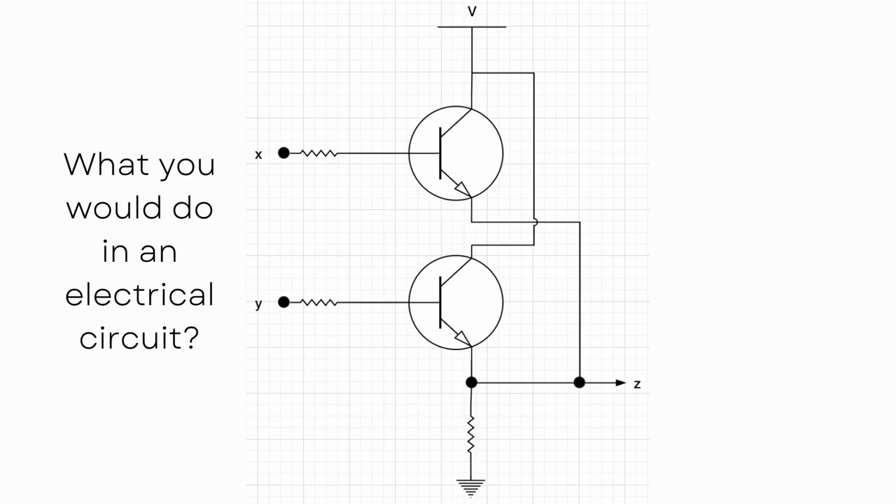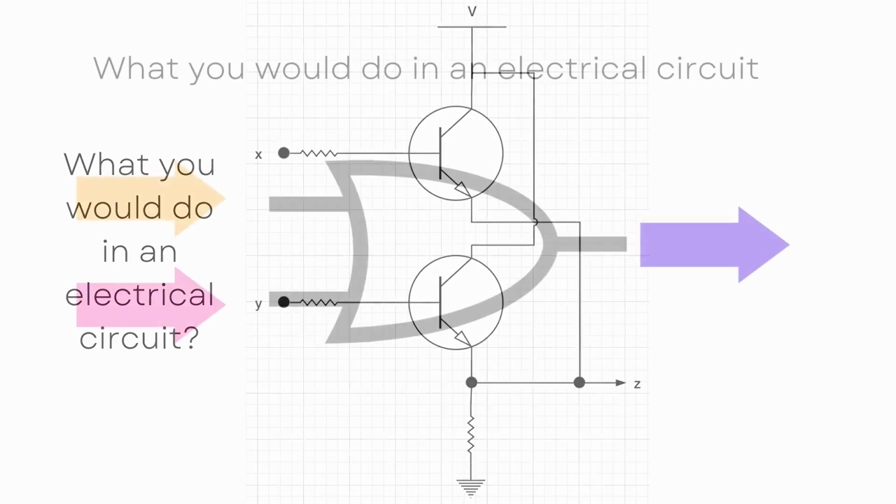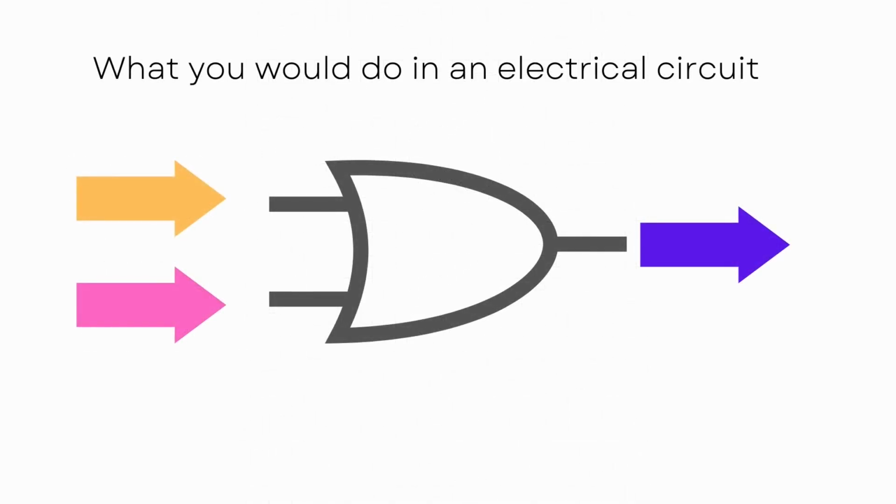Now how would you do this if you had an electrical circuit? Well, you probably have a couple of transistors and an input for each of x and y, and either of them going high would also pull the output high. But what's to note out here is you've got three signals, x, y, and z. This is what it symbolically looks like.